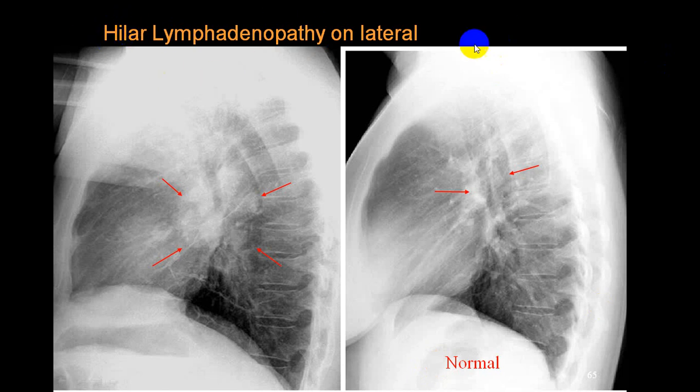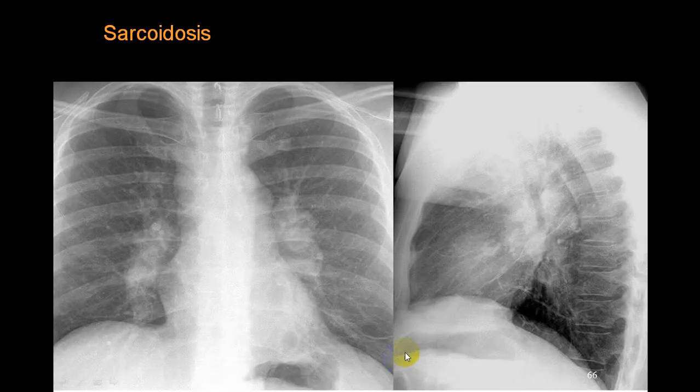So hilar lymphadenopathy you can identify much better in a lateral view. You can see this lymph nodes enlargement. So that particular will be much better identified by that. Even in sarcoidosis you can see a lymph node enlargement.